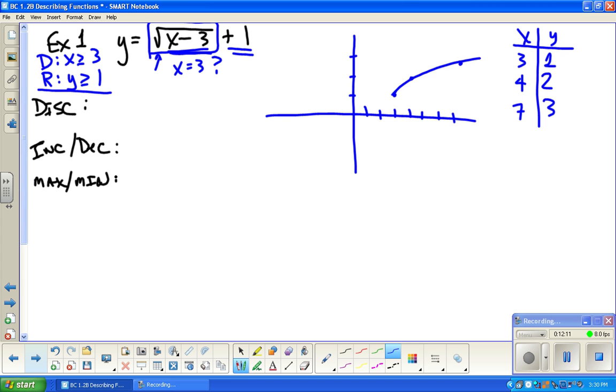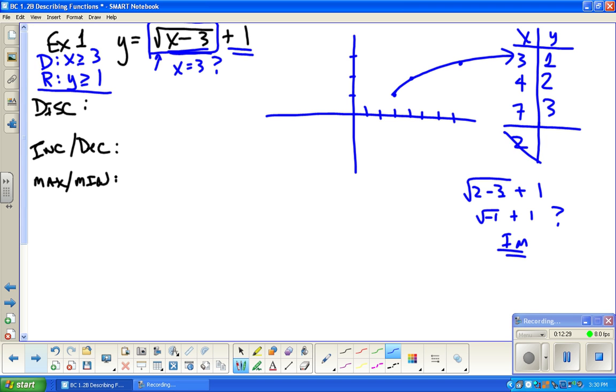Okay, now be careful. You've been connecting things all your life in algebra. But just a quick little reminder, if I put 2 in here, 2 minus 3 plus 1, the square root of negative 1 plus 1, sorry, that's imaginary. And we're not really doing that right now. So 2 is out. So do not connect anything to the left of this, or you're going to be kind of mad at yourself. Okay, just note to self, nothing there.